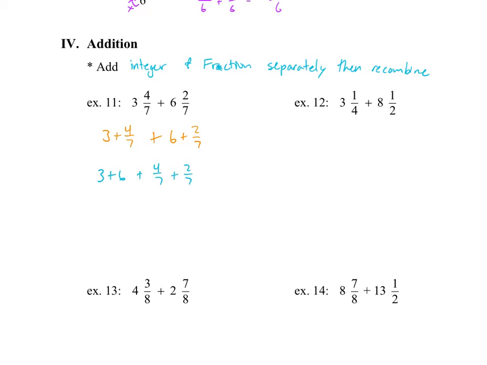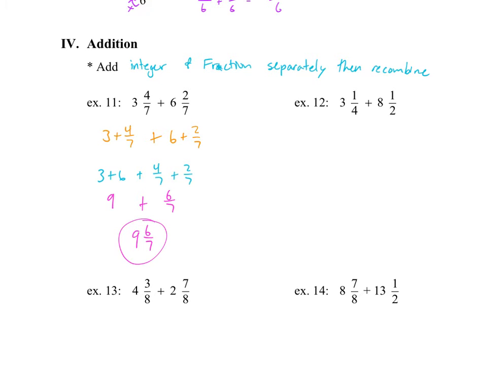What's 3 plus 6? 9. What's 4 sevenths plus 2 sevenths? 6 sevenths. So 9 plus 6 sevenths. Now we're going to combine them back together. So our final answer is 9 and 6 sevenths. Okay. I know that we stretched it out there. What I'd like you to write is at least this piece here, and then you can do your final answer there. You could skip a couple things here. But if they're longer ones, you might want to rewrite the whole thing.